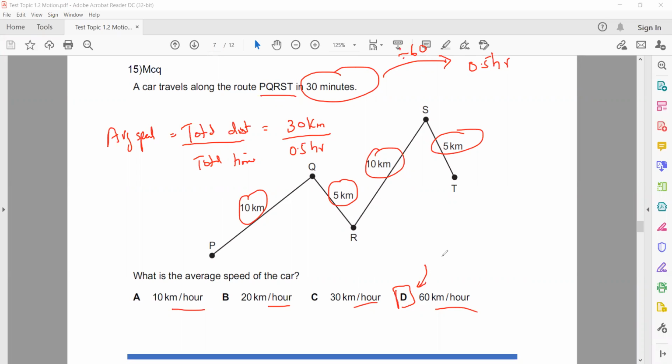And it is obvious, like if in 30 minutes or half an hour, it covered 30 kilometers, then in a complete hour, in 1 hour, it will cover the remaining 30. So the total distance covered will be 60 kilometers. So the speed is 60 kilometers per hour. Is it clear? Question 15, MCQ.